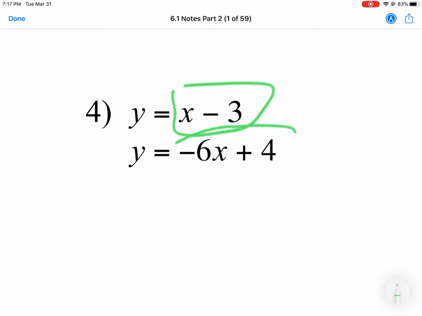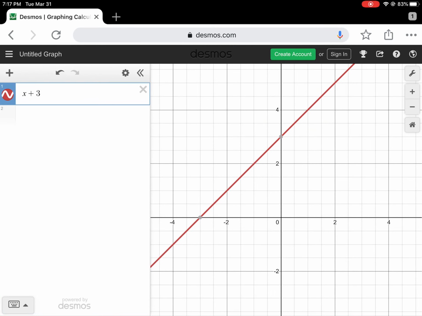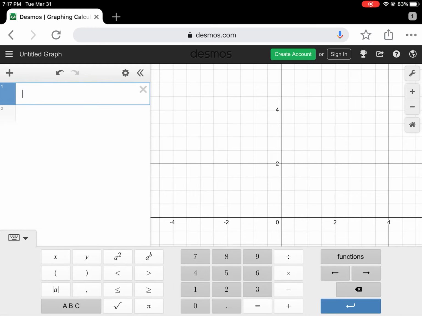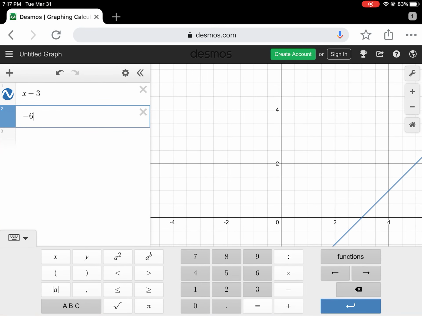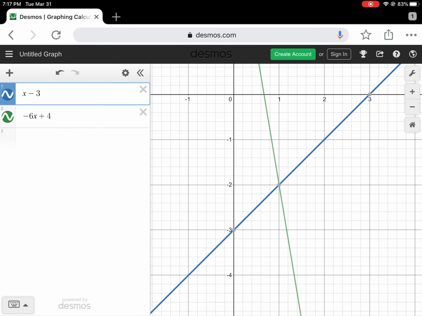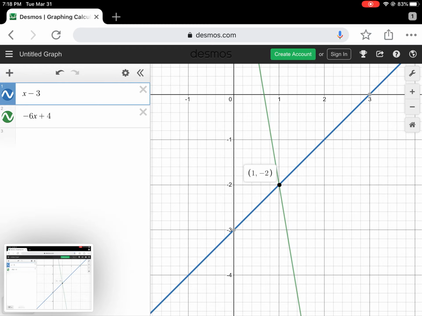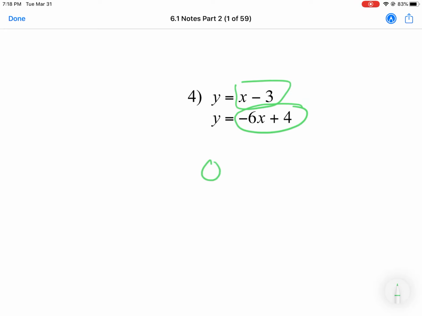All right, number 4. Like I said, just graph the guys like here. Don't type in the y equals. So I have a x minus 3. Yeah. X minus 3. Click below it. Negative 6x plus 4. Boom. They're both graphed. They clearly intersect at one point. That one point would be 1, negative 2. Screenshot for the fridge. Thank you very much.